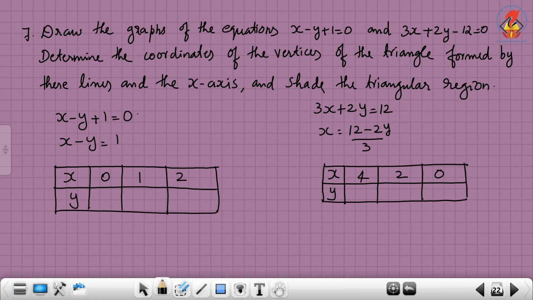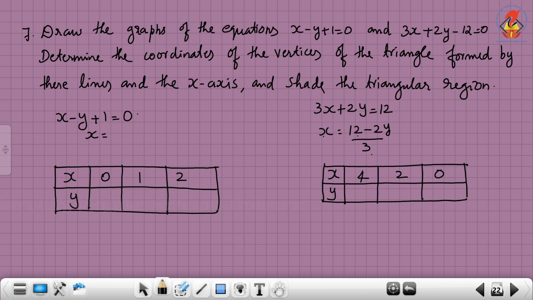Next, draw the graphs of the equations x minus y plus 1 equal to 0 and 3x plus 2y minus 12 equal to 0. Determine the coordinates of the vertices of the triangle formed by these lines and the x-axis and shade the triangular region. First we have to find out the coordinates. Here x minus y plus 1 equal to 0 can be written as x minus y equal to minus 1. Next, 3x plus 2y equal to 12, then you can write x is equal to (12 minus 2y) by 3.